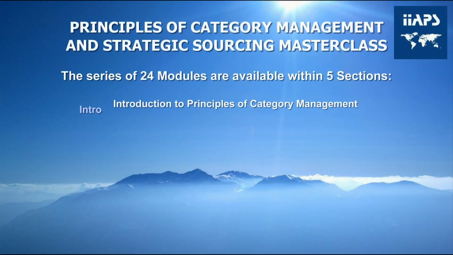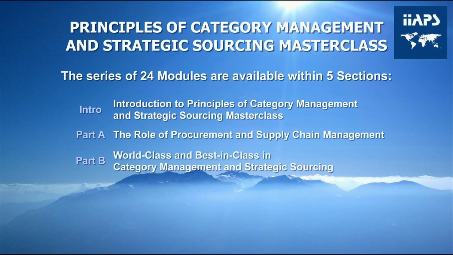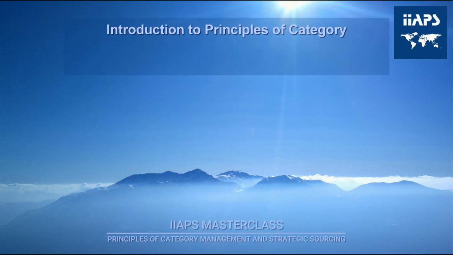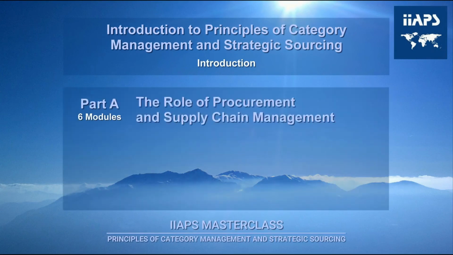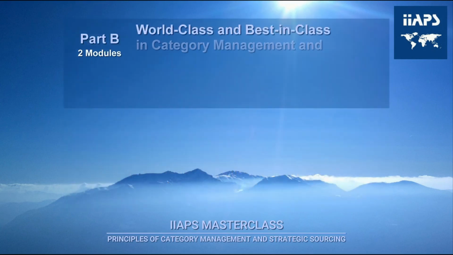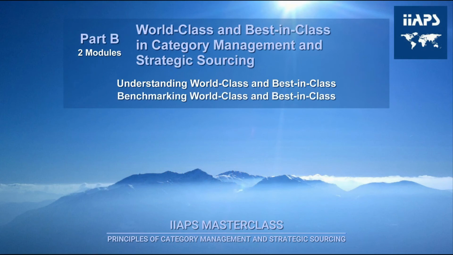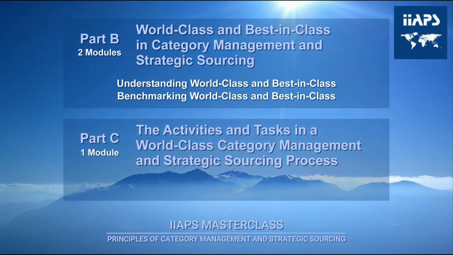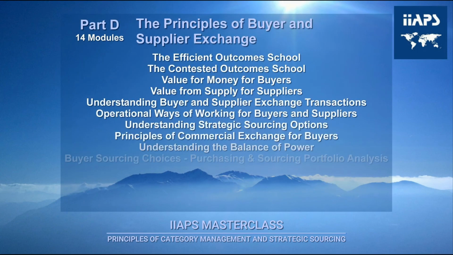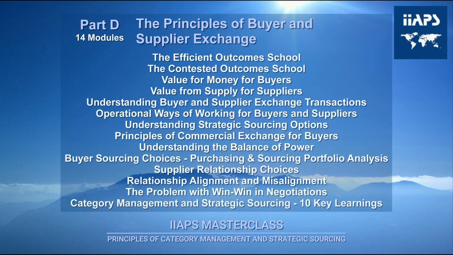In the Principles of Category Management and Strategic Sourcing Masterclass, there are 24 modules. These 24 modules are available to view within 5 sections. An introduction module. In Part A, the role of procurement and supply chain management, there are 6 modules. In Part B, world-class and best-in-class category management and strategic sourcing, there are 2 modules. In Part C, the activities and tasks in a world-class category management and strategic sourcing process, there is 1 module. In Part D, the principles of buyer and supplier exchange, there are 14 modules.